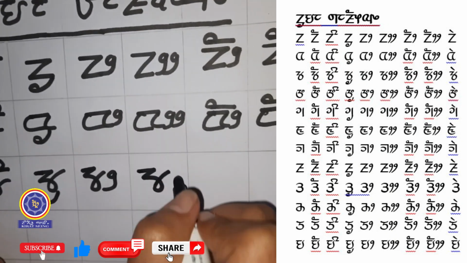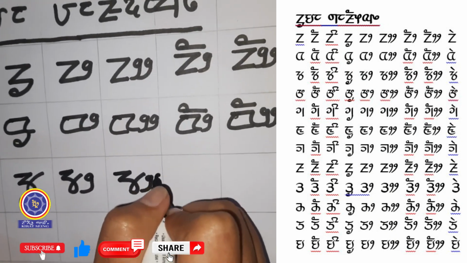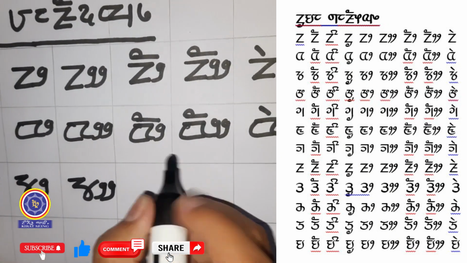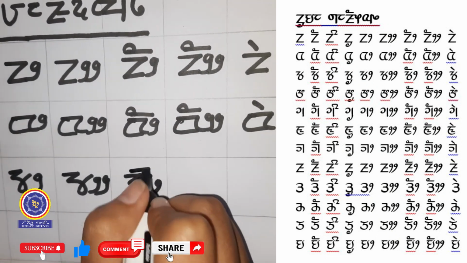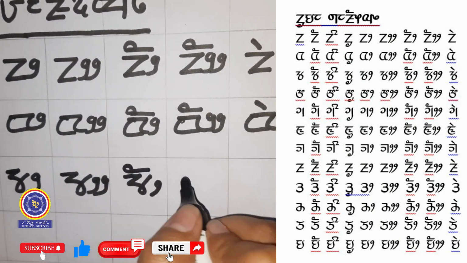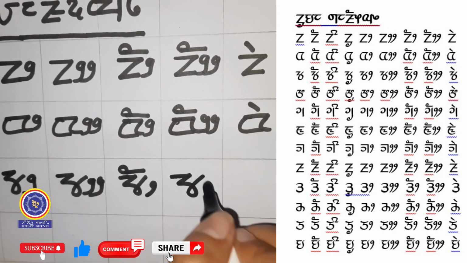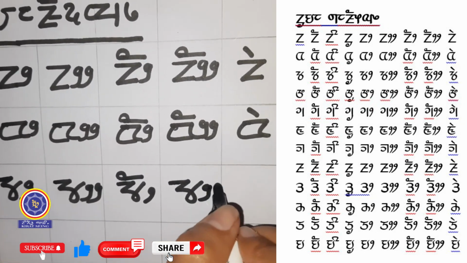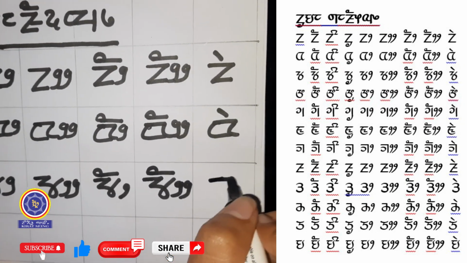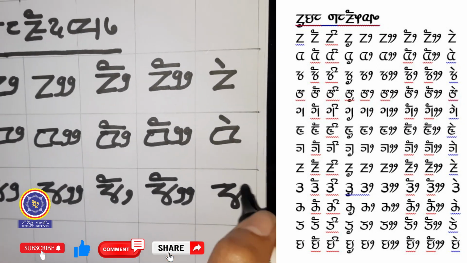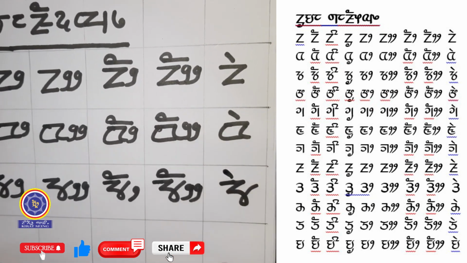And again go and add oinu, go oinu gai. And again go and add tumbo, go tumbo go. And again go and add tumau, go tumau go. And last one is go and add pecha, go pecha ge.